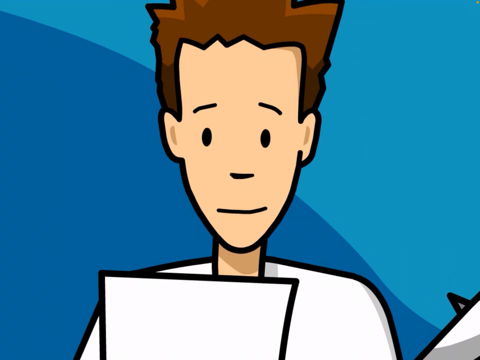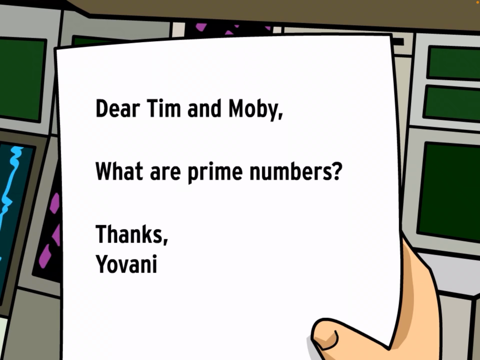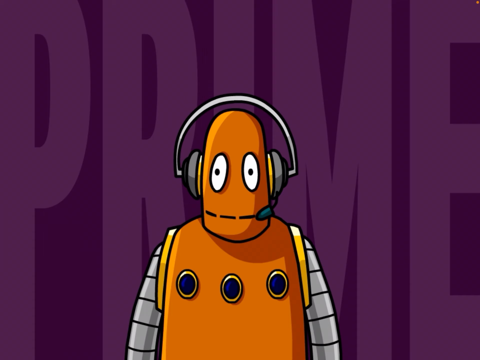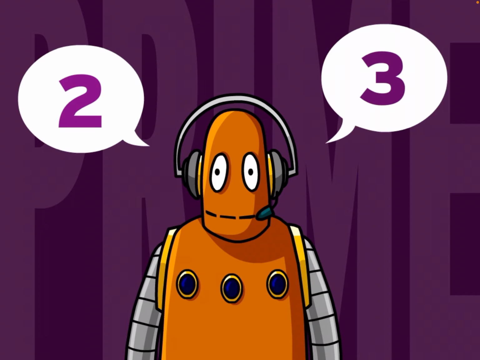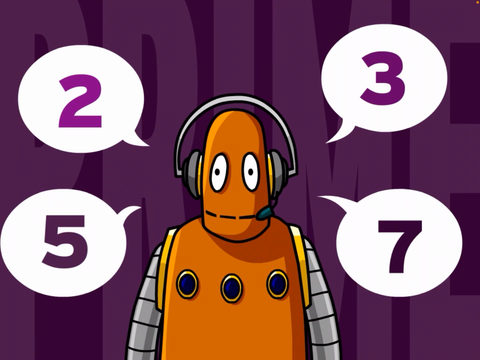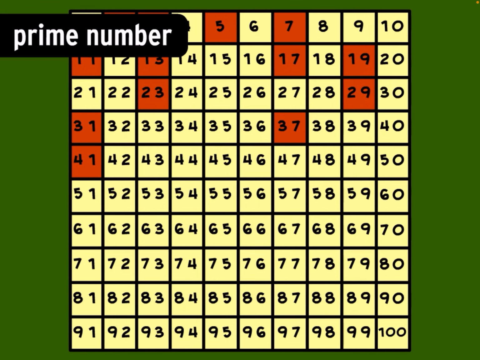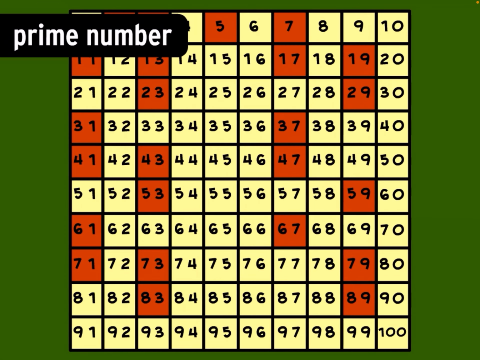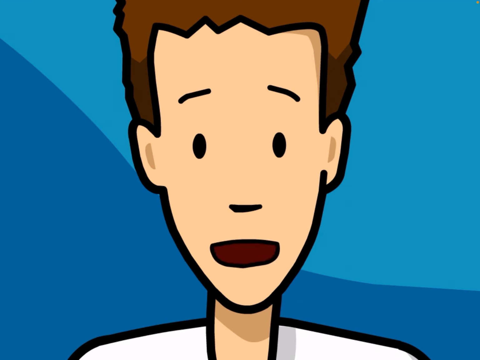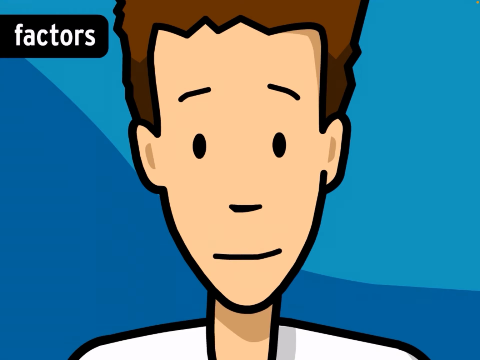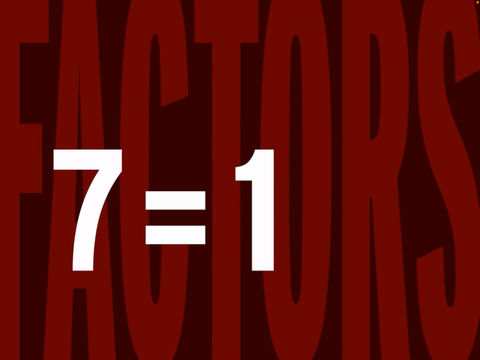Man, I'm good. Dear Tim and Moby, what are prime numbers? Thanks, Yobani. As you've noticed, Moby's been rattling off different numbers of beeps. Each of those numbers happens to be a prime number, which is a whole number greater than 1 that is divisible by exactly 2 numbers, 1 and itself. Put another way, a prime number can have only 2 factors. So 7 is a prime number because it has only 2 factors, 1 and 7.